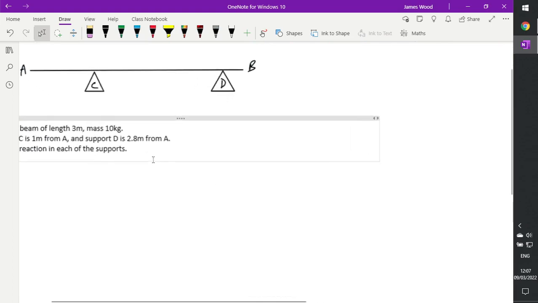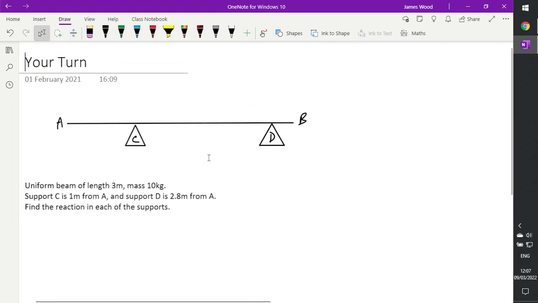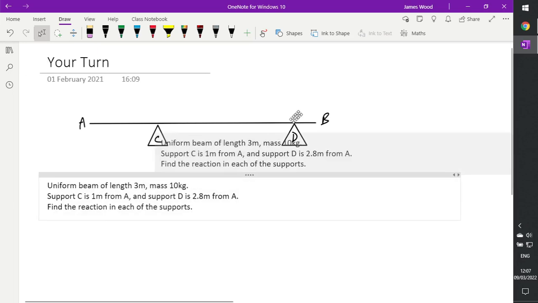Okay, here's one for you to do. Perhaps have a go at this one yourself first, and then I will go through it.